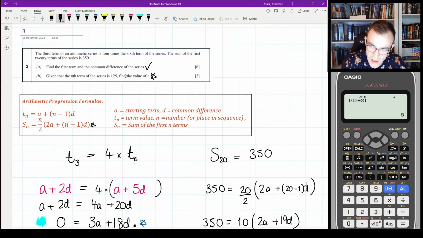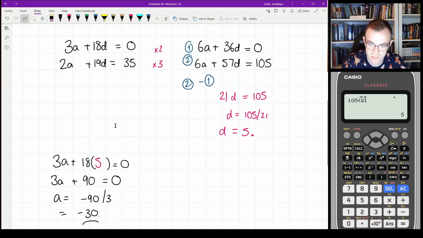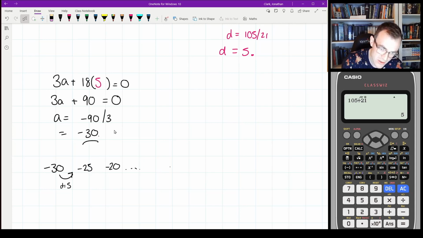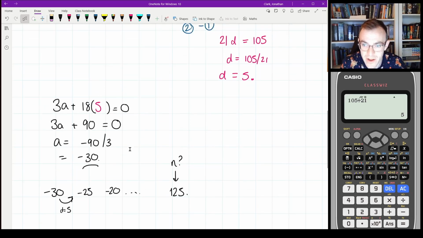What's this? Given that the nth term of the sequence is 125, find the value of n. Okay, so let's just collate what I've learned. So I know the sequence starts on minus 30, and the common difference is 5. So the sequence is increasing by 5 each time, and 125 is somewhere in that sequence, and we're trying to work out what position it is, like what's the value of n there.